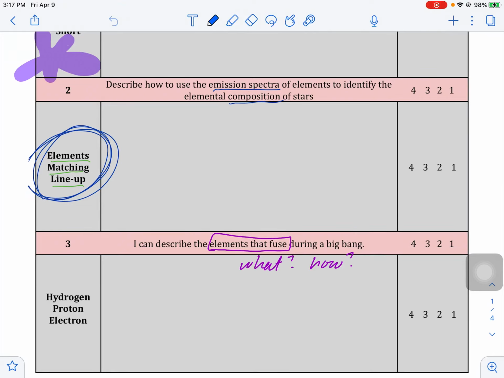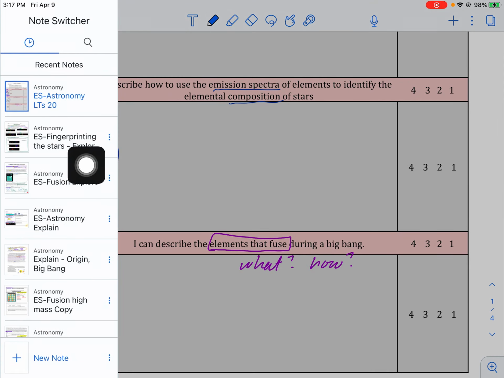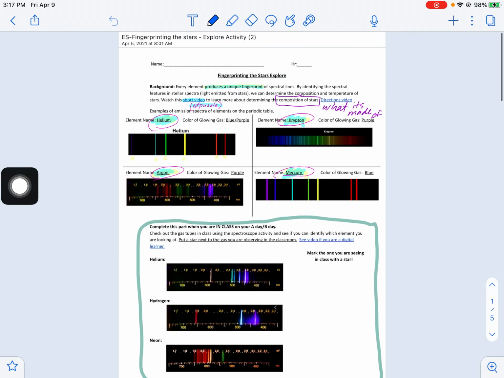So taking a look at Learning Target 2, we're being asked to describe how to use emission spectra of elements to identify the composition of stars. Essentially, what elements are they made of? So that's exactly what we practiced in our fingerprinting the stars assignment.